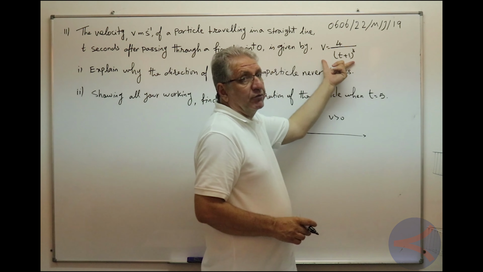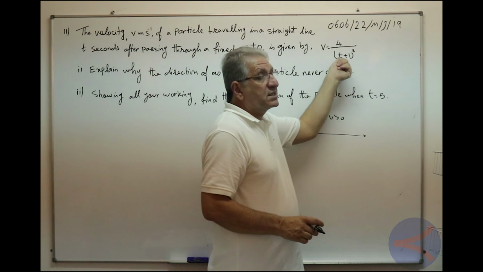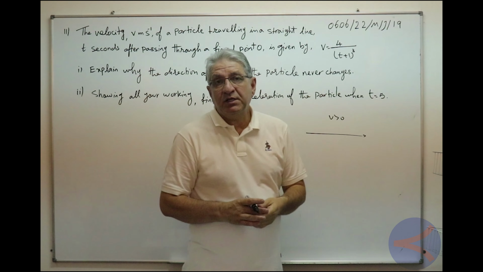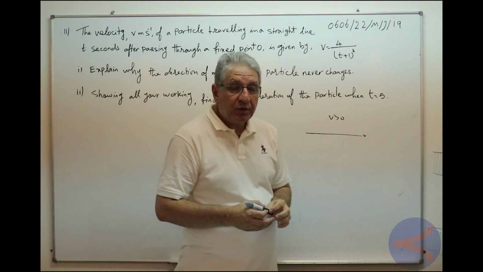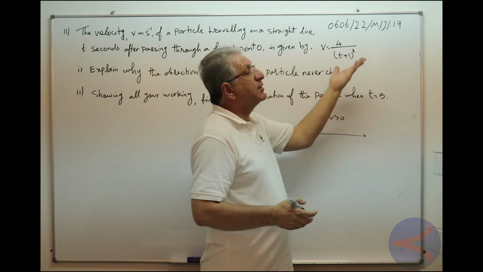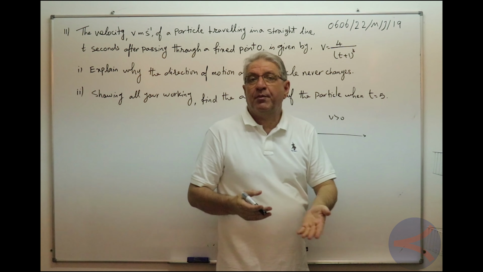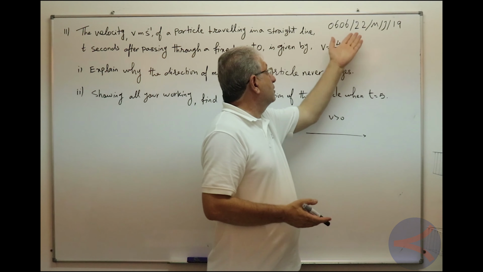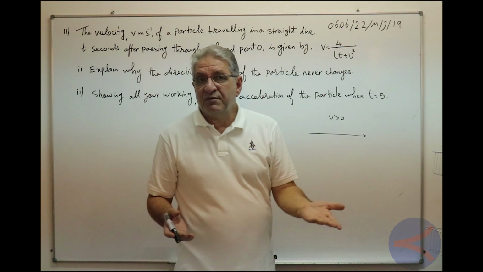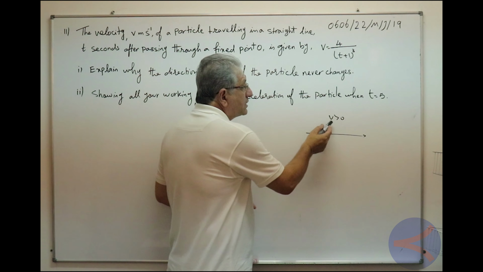Look at the expression of v. We know that t is time. Therefore, time is always a positive number. So t is more than 0, t plus 1 will be a positive number, to the power of 3 also will be a positive number. Then 4 divided by that positive number is a positive number. Therefore, v is always more than 0.